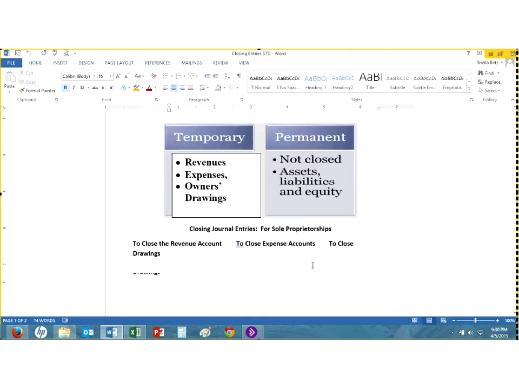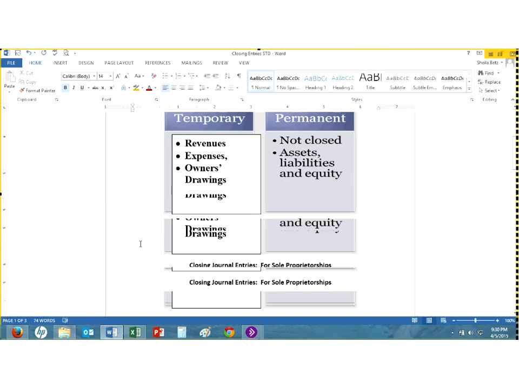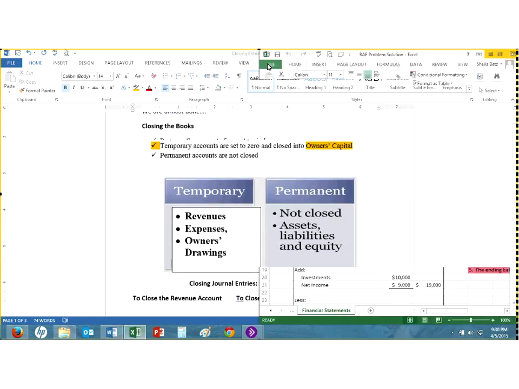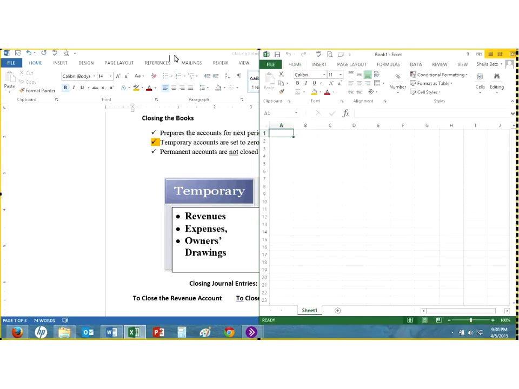So we're going to learn a set of new journal entries on how to close out accounts. The first thing we're going to look at is the journal entry to close out revenue. What we're going to do to close out revenue is the following. I'm just going to pull up a blank Excel book to illustrate the point here.